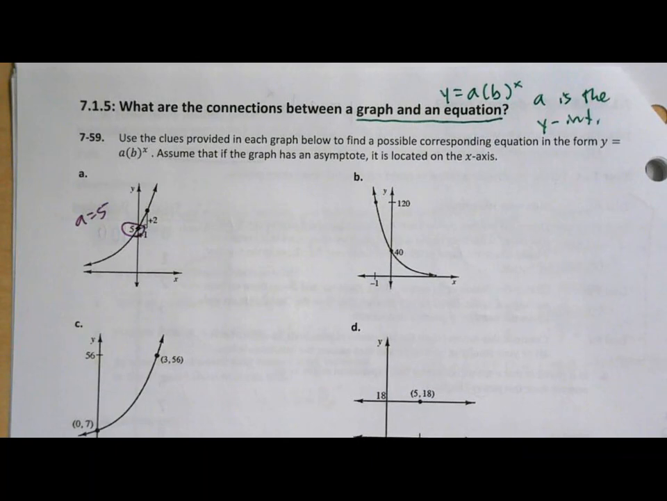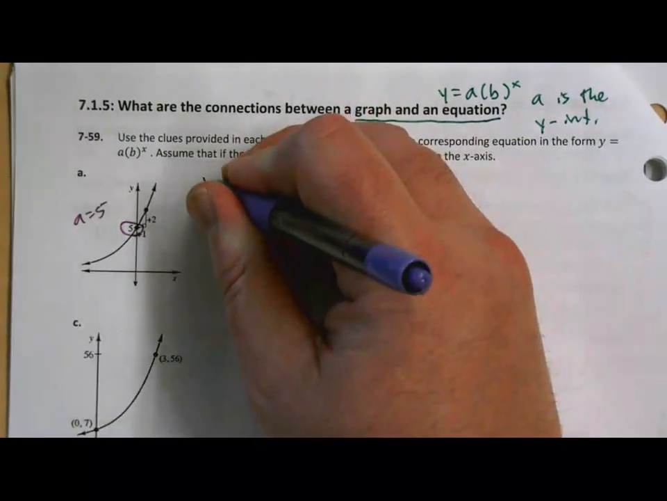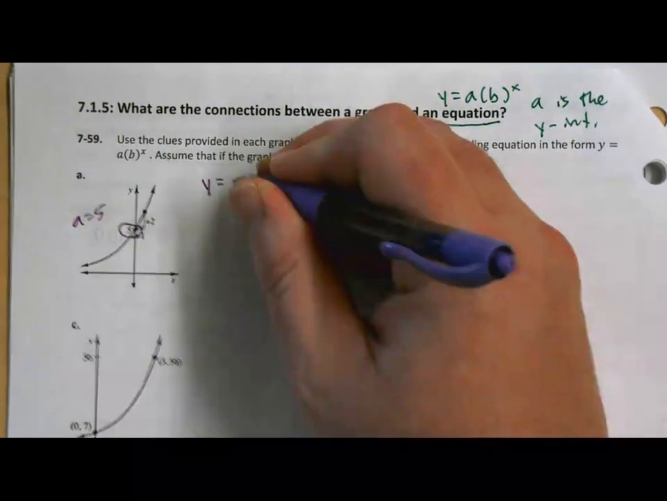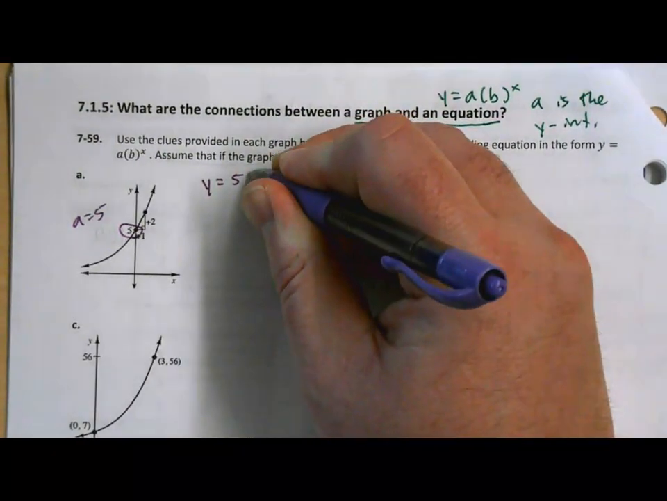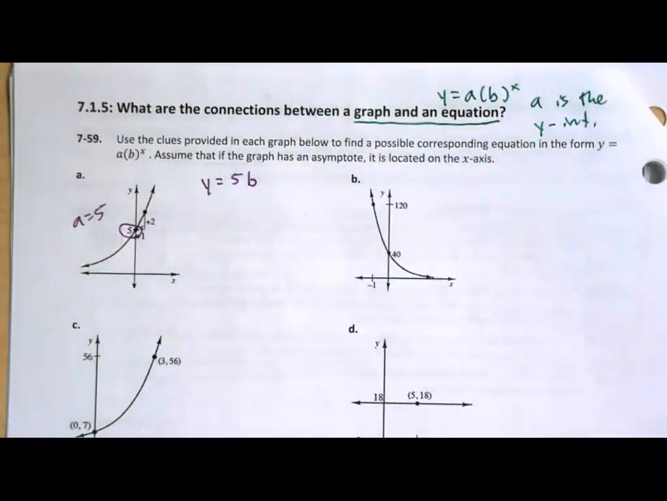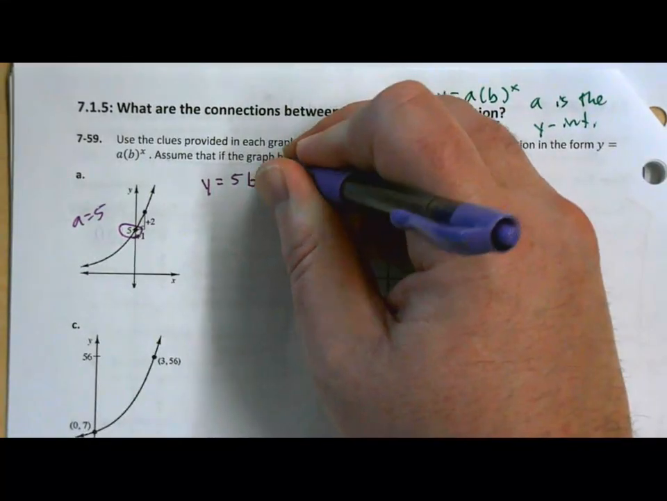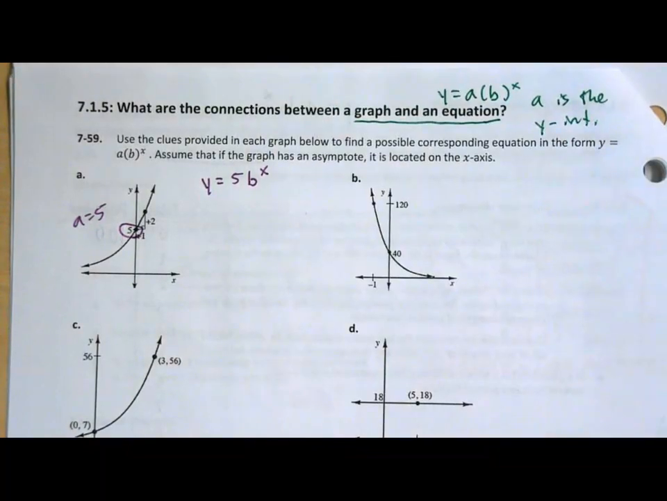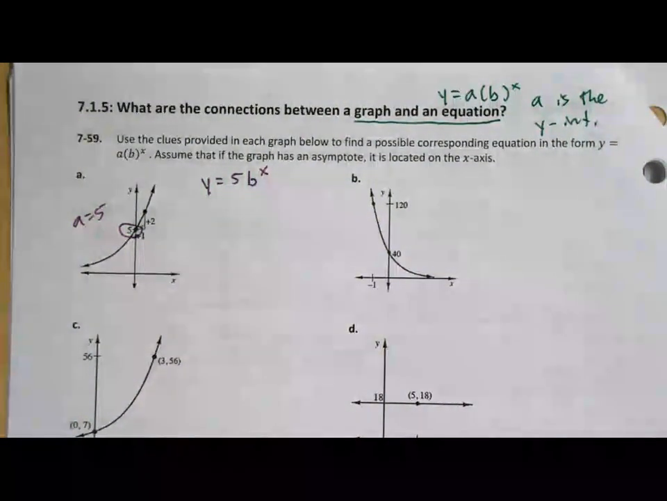So let's start writing this equation. I know it's going to be y equals, and I know a comes next, but I know a is 5, so we'll go ahead and put that 5 in there. I don't know b, so I'll just leave it as a b. And we'll put our x power on there. And we could have parentheses around this b or not. It really doesn't matter. I'm going to leave them off for this one.